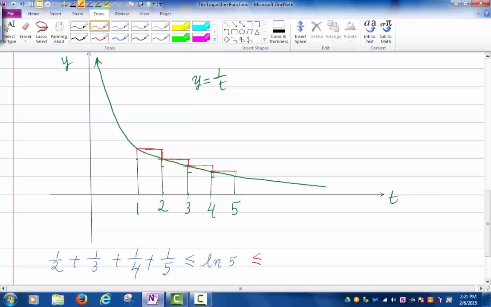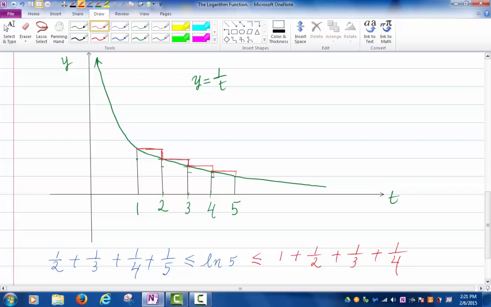If I look at the total area of the red rectangles, I'm going to get an upper bound for log 5. Well, again, what's the area of the first rectangle? Now that I am taking the height of the rectangle to be the height of the curve at the left end point, it is 1 for the first rectangle, half would be the height of the second rectangle, 1/3 would be the height of the third rectangle, 1/4 would be the height of the fourth rectangle, right? So I get an upper bound and a lower bound, which gives me an estimate for log 5.